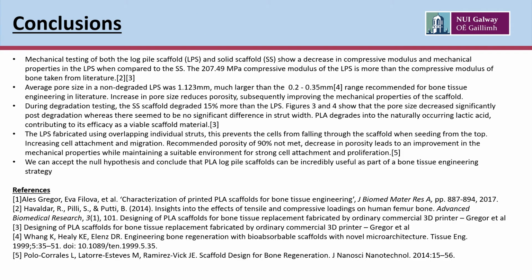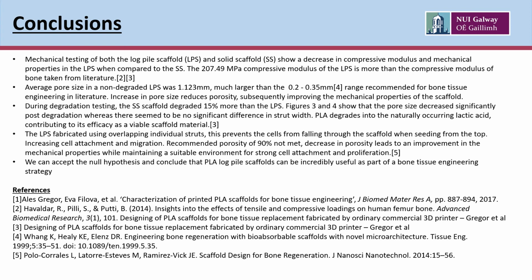The compressive modulus measured in the mechanical testing of the log pile scaffold covers the range given in the literature of 90 to 200 megapascals for compressive bone, making this log pile scaffold suitable to match the compressive modulus of bone. Although the pore size was much larger than the recommended range, this increase in porosity subsequently improves the mechanical properties of the scaffold. The degradation of the log pile scaffold was less than the rate in the solid scaffold.